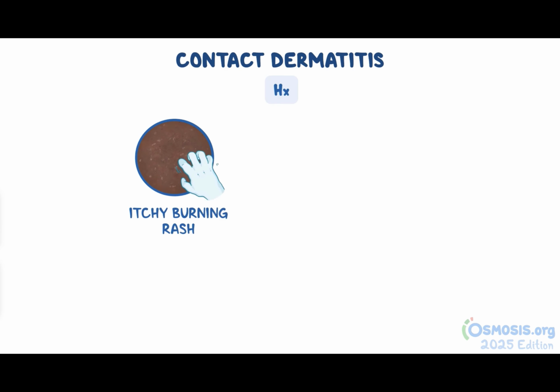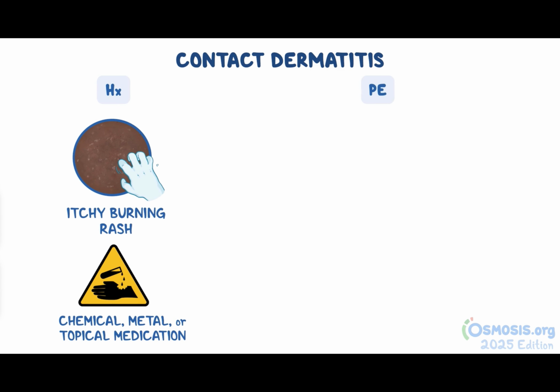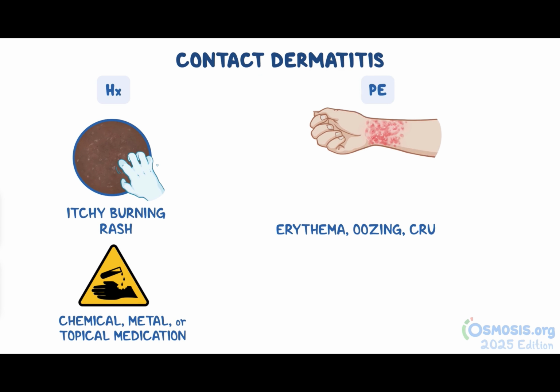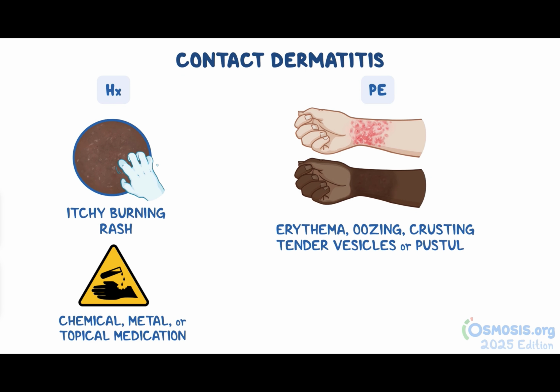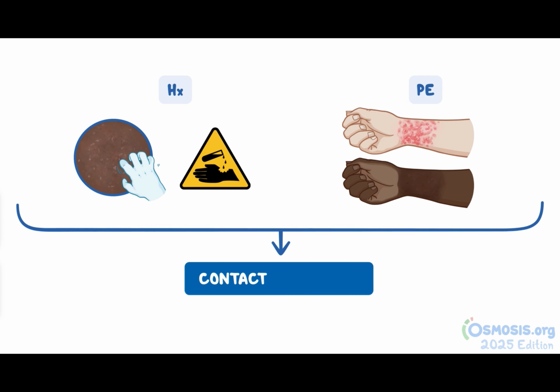Next up is contact dermatitis. Your patient will report an itchy, burning rash, most commonly on the hands. There might be a history of chemical, metal, or topical medication exposure. Physical exam will reveal erythema, oozing, crusting tender vesicles or pustules, along with hyperpigmentation and lichenification. With these findings, diagnose contact dermatitis.